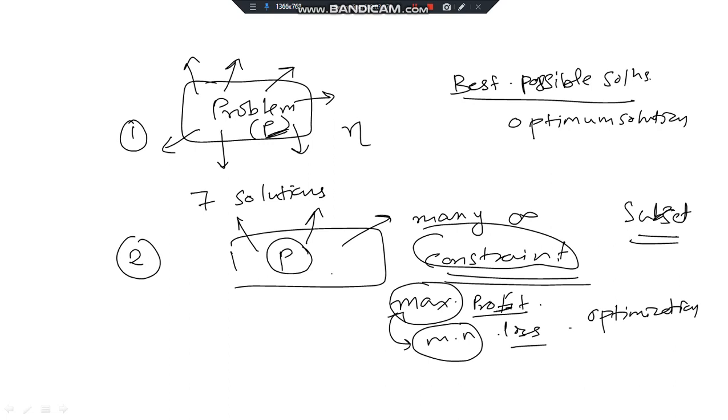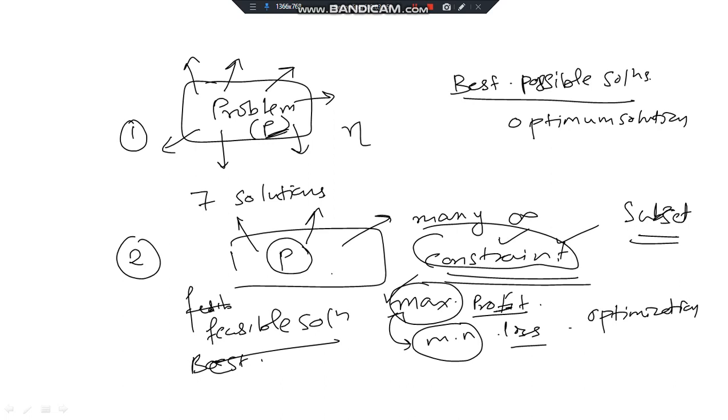We don't want to do both of them. All the solutions which are within the constraints, so let us say my problem P has 3 solutions. All these 3 solutions are called feasible solutions. A feasible solution is any solution which satisfies the given constraint. Out of these feasible solutions, whichever is giving me the best possible solution, either a solution which is maximizing some entity, or a solution which is minimizing some entity, that solution is called an optimal solution.